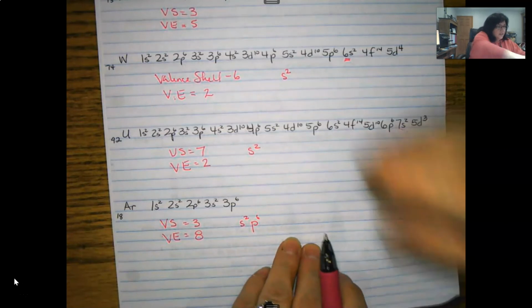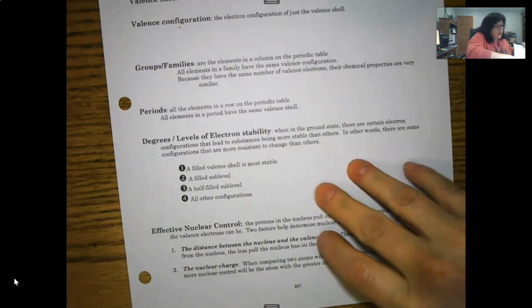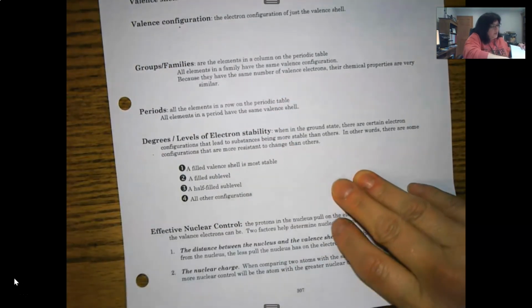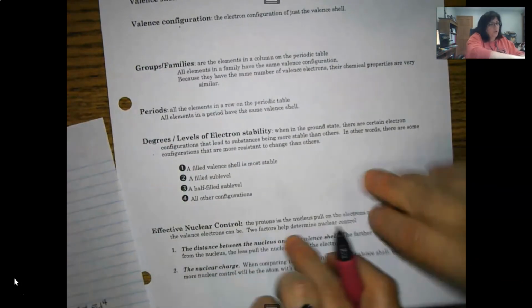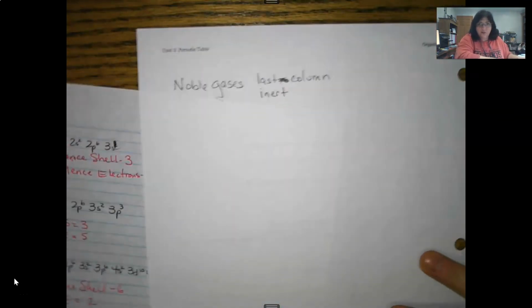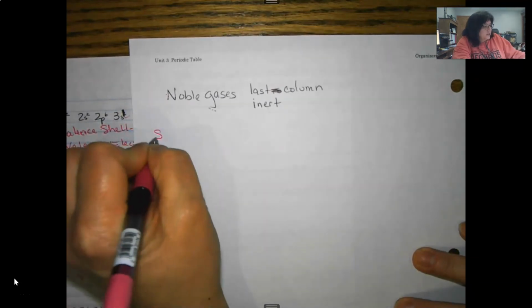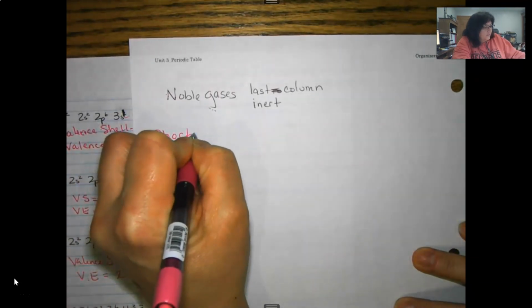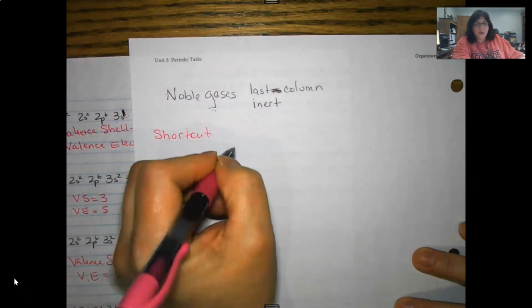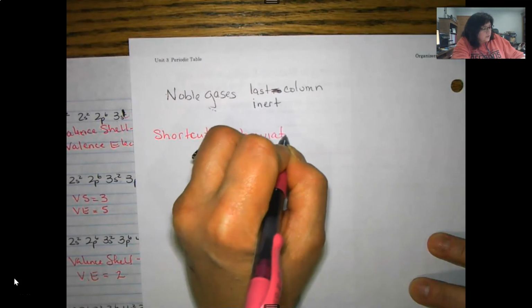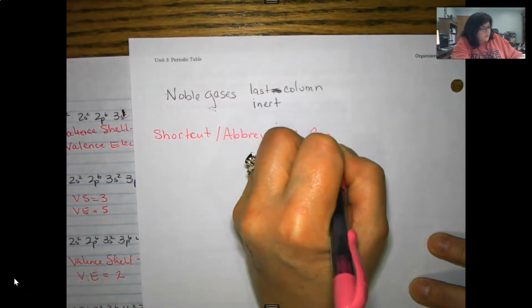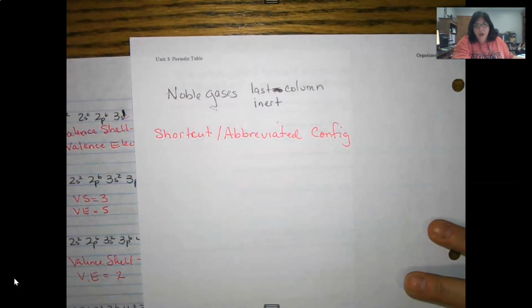All right, so we've talked a lot about valence. Core electrons hopefully make sense. The other thing that I want to do, now that you know what the noble gases are, is show you the shortcut way of doing electron configuration. There's a bunch of different words that they use: shortcut, abbreviated configuration, whatever. It bases the idea off the noble gas.